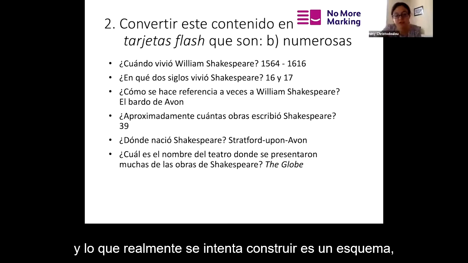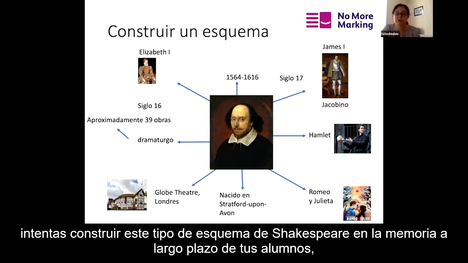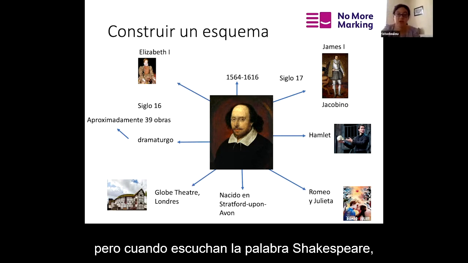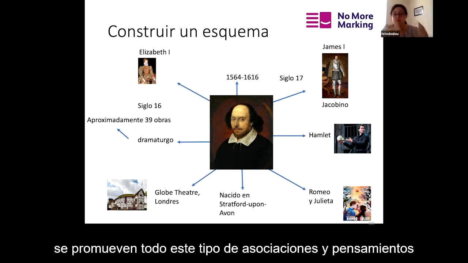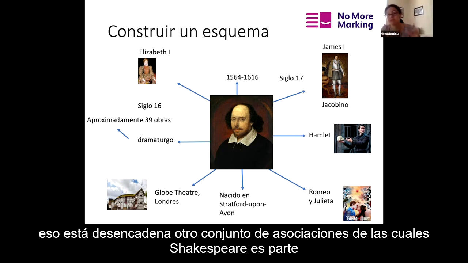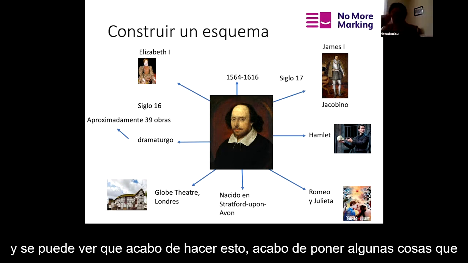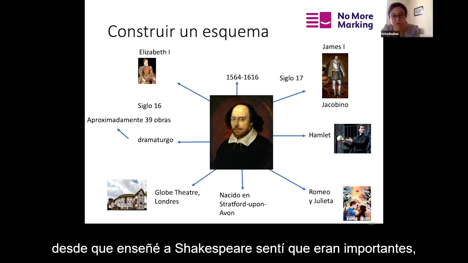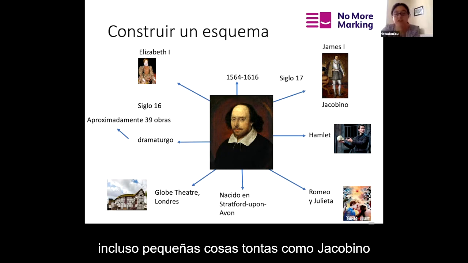And what you really are trying to build is a schema. You're trying to build this kind of Shakespeare schema in your students' long-term memory, so that when they're hearing the word Shakespeare, it is promoting all of these associations and thoughts. And similarly, when they're hearing Romeo and Juliet, that's triggering another set of associations of which Shakespeare is a part. And you can see, I've just put in a few things that from when I taught Shakespeare I felt were important. Even sort of silly little things like Jacobean.